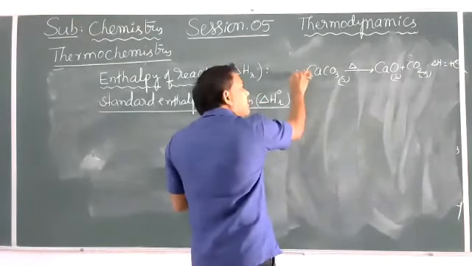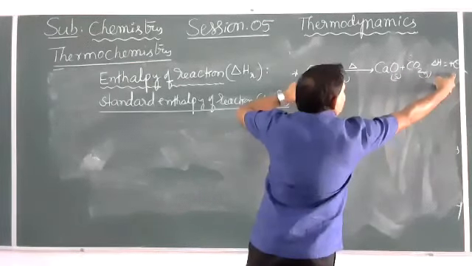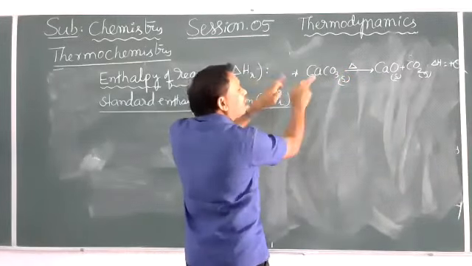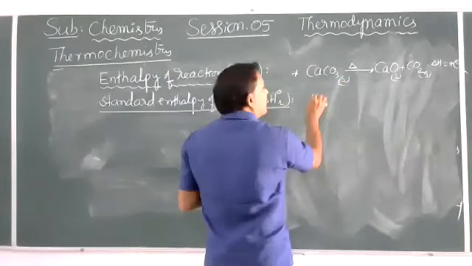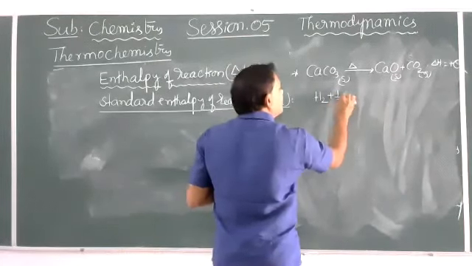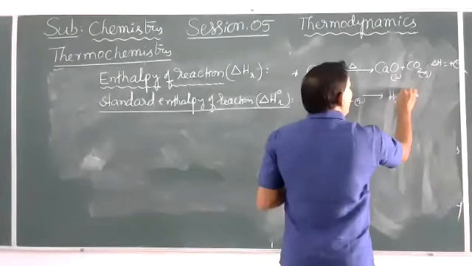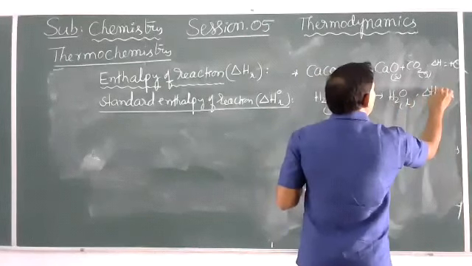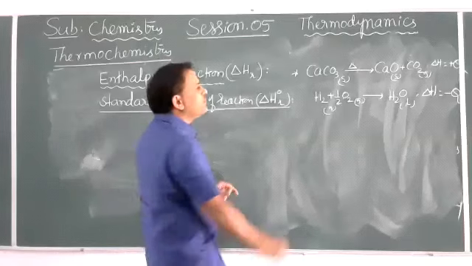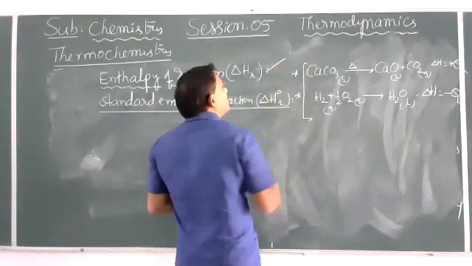The decomposition of calcium carbonate is an endothermic reaction, because heat is required to decompose it. This is an example for enthalpy of reaction. I'll give one more example: H2 plus 1/2 O2, which is a gas, gives H2O, which is a liquid. Now delta H is equal to minus Q kilojoules, the amount of heat is liberated. These two are simple examples for enthalpy of the reaction.